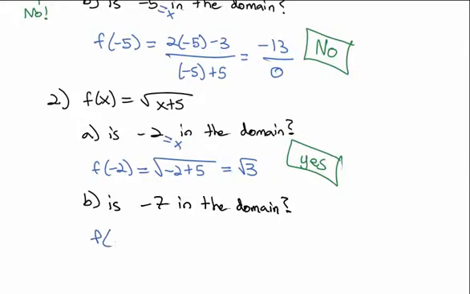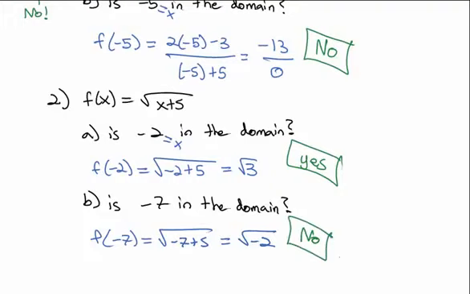In other words, can we find f of negative 7 and get a valid output? Well, f is the square root of x plus 5, or negative 7 plus 5, which is the square root of negative 2. As we said earlier, we cannot take the square root of a negative number. So no, negative 7 is not in the domain.